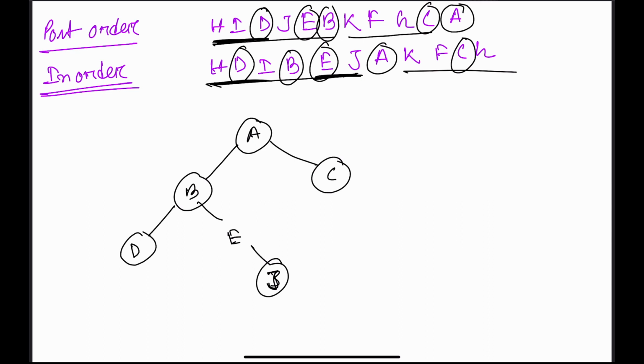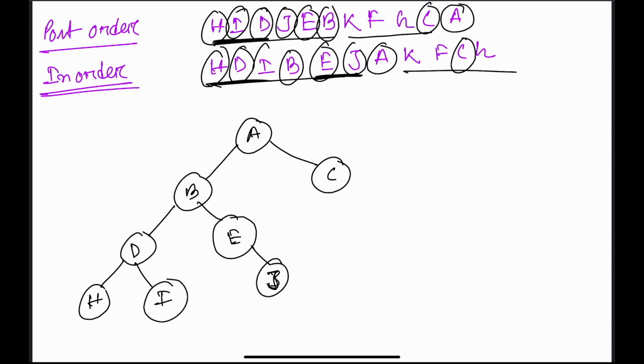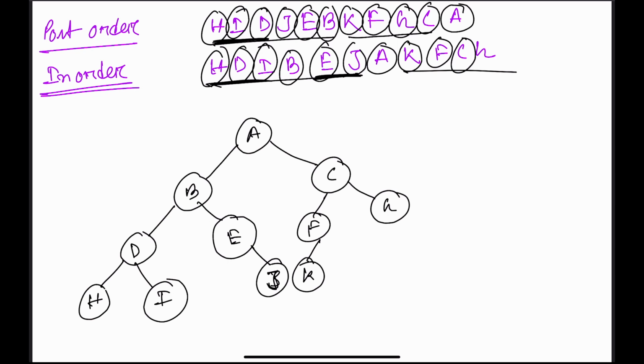J is done. In case of D, H is here and I is here, they are also done. Now come to the right side. After G, C, then F and G. G would be the right subtree and F would be the left subtree. Here K is on the left side, and obviously K is here. That's it. This is the tree which we can draw from these traversals. In this way we can use this kind of thing.